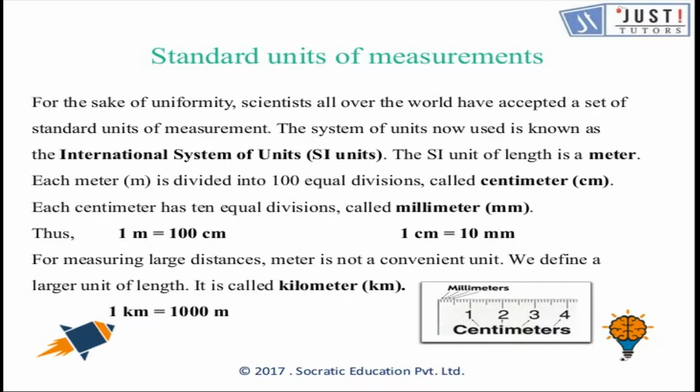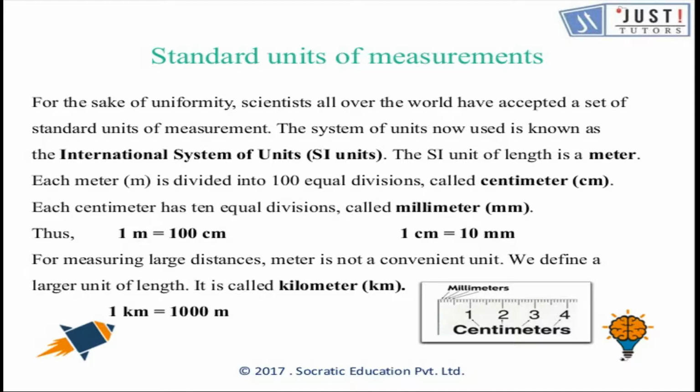Now just because the things should stay uniform, the scientists all over the world have accepted a standard of units of measurement. Now we all follow the International System of Units, or shortly referred to as SI units. The SI unit of measuring length is meter. Now this unit is divided into 100 equal divisions called centimeters, in which the word centi means 100 for 100 divisions. Now each centimeter has got 10 equal divisions as well. So we chunk it down to a newer unit which is called millimeter.